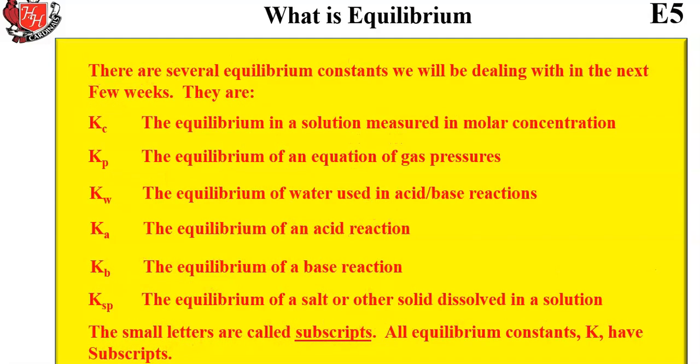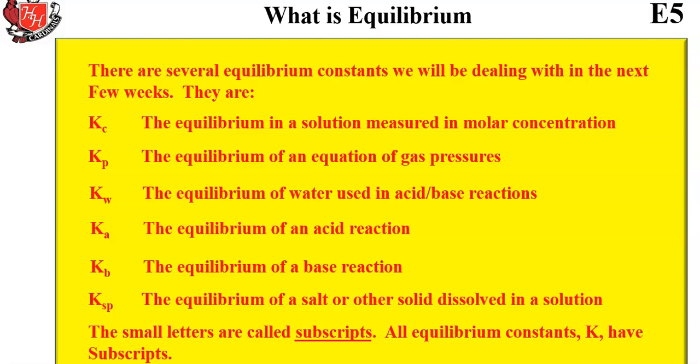All right, there are several equilibrium constants that we'll be dealing with in the next few weeks. So they are Kc, the equilibrium in a solution measured in molar concentration. Kp, that's the equilibrium of a mixture of gases, so the P stands for pressure. Kw is the equilibrium constant of water, and it's used in acid-base reactions. And it's called a dissociation constant. So you'll hear that word in the next week.